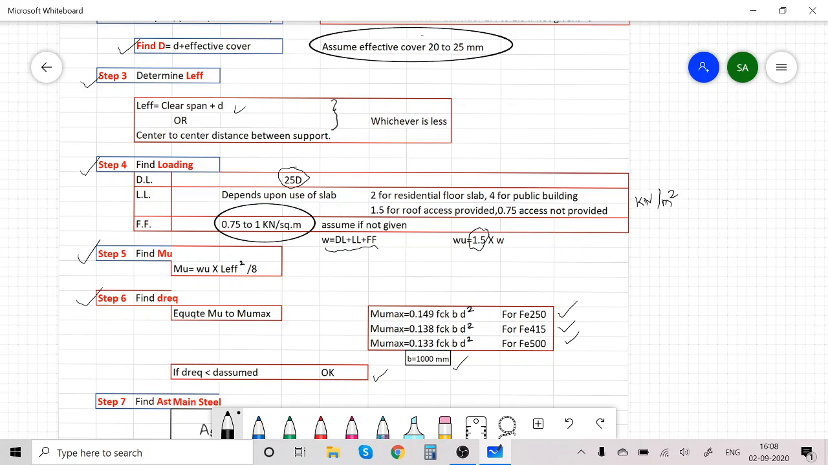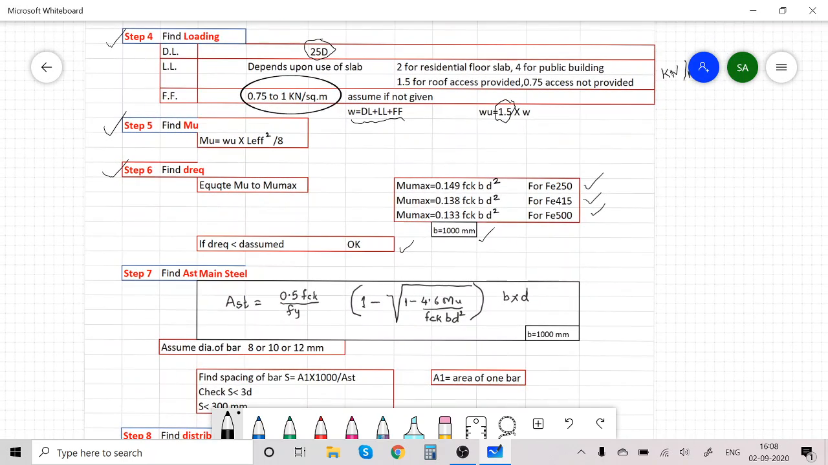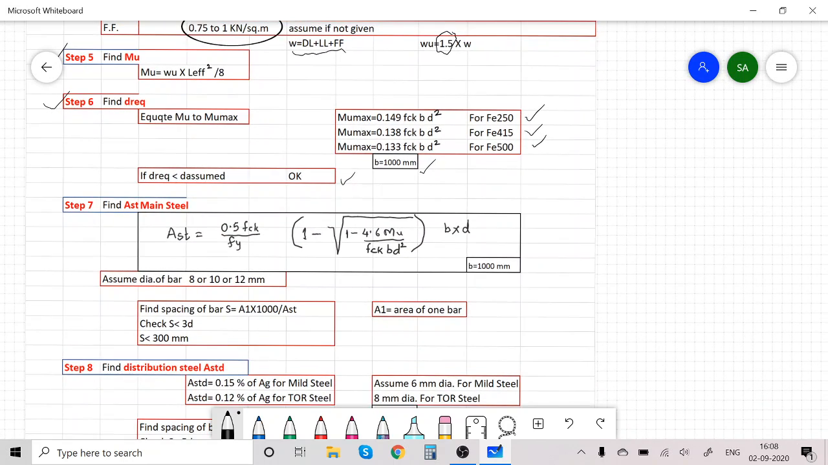Then we will go towards the next step, that is calculation of main steel Ast in step number 7. That is calculated by using this formula. Here substitute the values of fck, that is grade of concrete, fy, grade of steel, Mu as the moment calculated in step number 5, b as 1000 mm, and for d you will substitute the value of small d as we have assumed in step number 2.